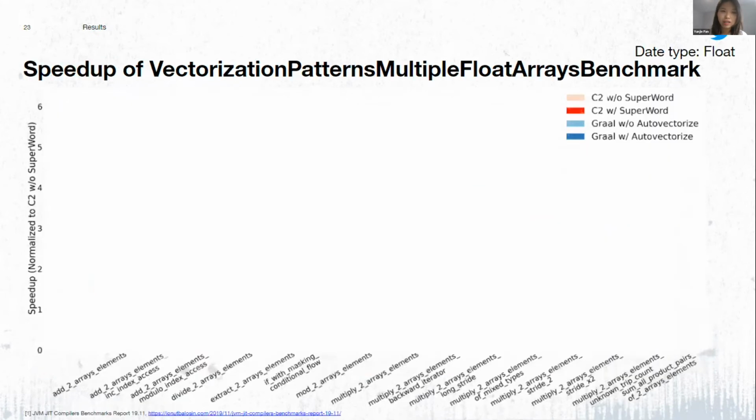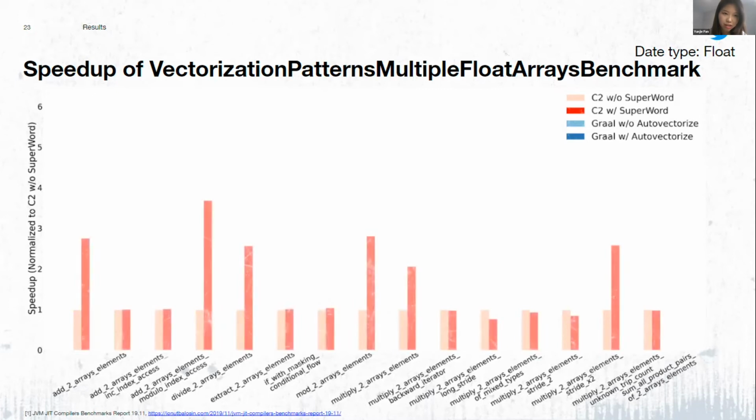Okay, the next slide shows the speedup on a benchmark that is designed specifically for vectorization. This is to detect multiple float arrays benchmarks. The y-axis is the speedup, which is normalized to C2 without superword, so the pink one is just normalized to 1. The red one is the result of C2 with superword. We can see that for some of the benchmarks, C2 with superword has better performance than C2 without superword, which means they are vectorizable patterns.